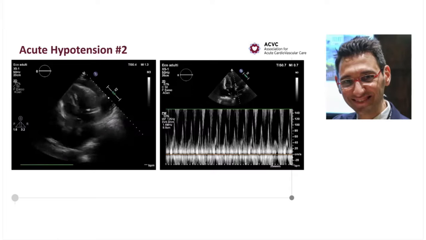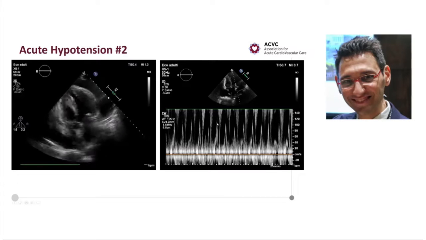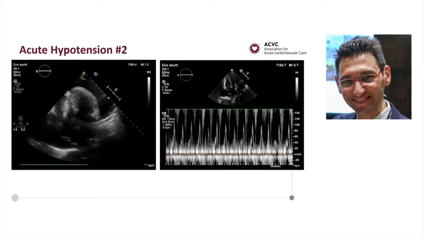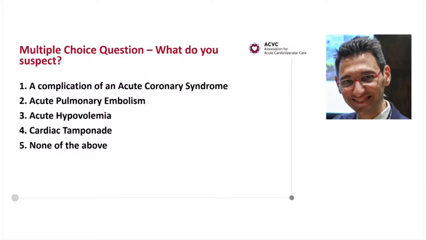Case number 2. So again, we do have an acute hypotension, and this is the mitral inflow velocity that you can see on the right side. I will show you this for another 5 seconds and then ask you exactly the same question. What do you suspect? A complication of an acute coronary syndrome, an acute pulmonary embolism, an acute hypovolemia?